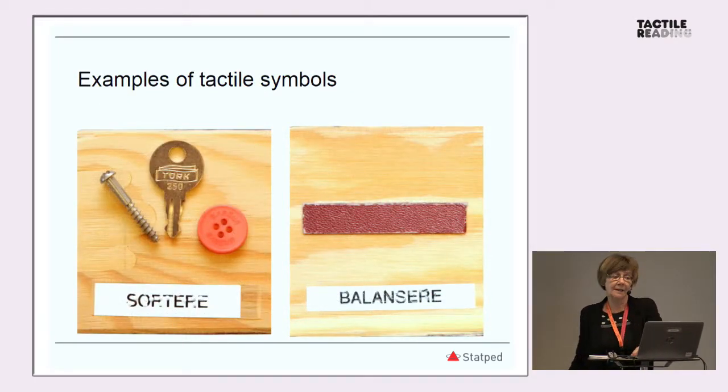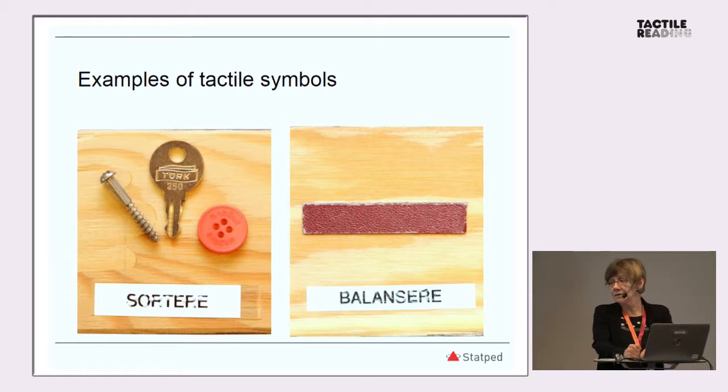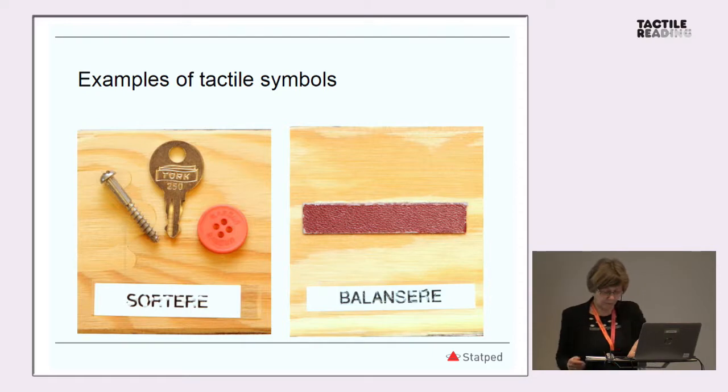This is a picture with an example of tactile symbols, and I also sent some around so you can touch them. This one is of sorting, where we have put small items affixed to this plywood board. It's a key and a button and a sort of a nail fixed to one. And balancing is the other symbol, which has a texture of the balance board in the gym.